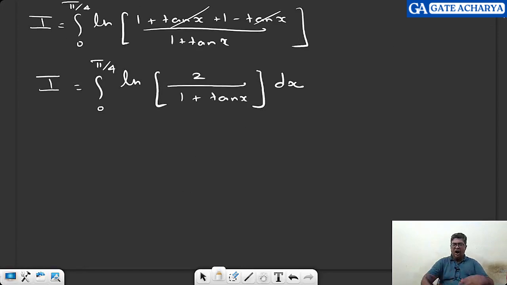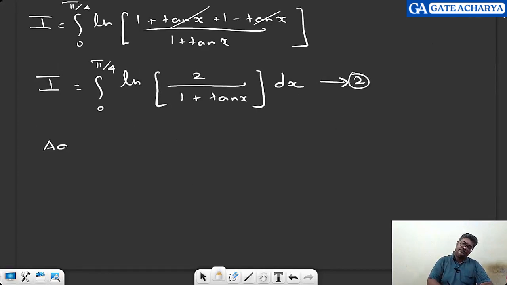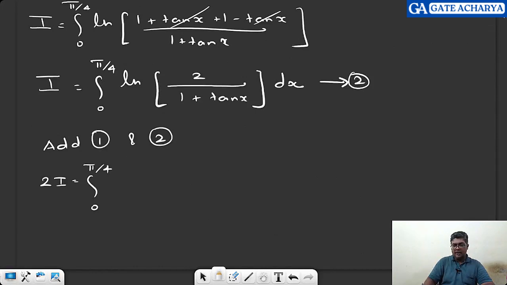Let us call this 2. And let's say where is the original function? Yeah, let us call this 1. Again, let's do the same procedure. Add 1 and 2. So on the left side I get 2I. Limit is from 0 to pi by 4. First function is log of 1 plus tan x, plus log of 2 divided by 1 plus tan x.